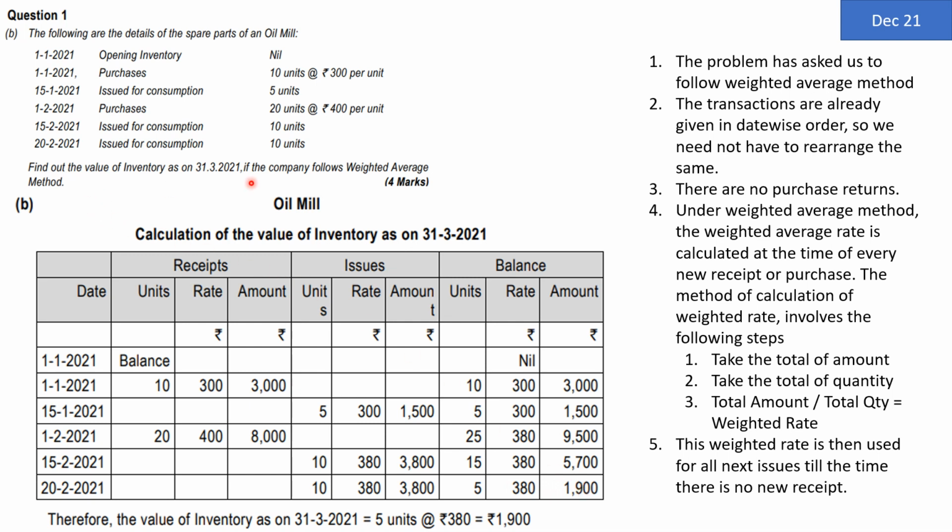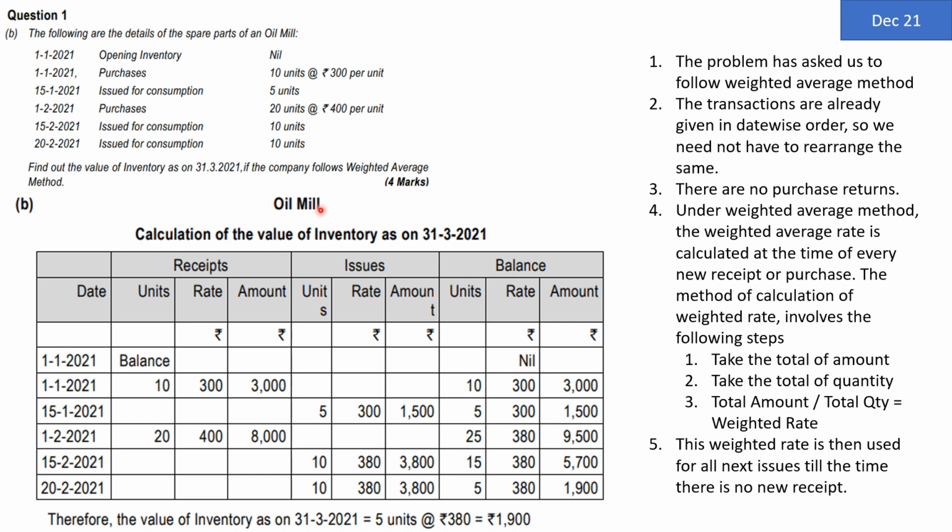They have asked us the value. Don't just prepare the statement with heading and then all the different details, but don't forget to write your final answer again. We'll specify here, therefore the value of inventory as on 31st of March 2021 is equal to 5 units at the rate of rupees 380 is equal to 1900. If you miss this last line, there is the chance that you will miss at least 1 mark. So please don't do that particular thing.